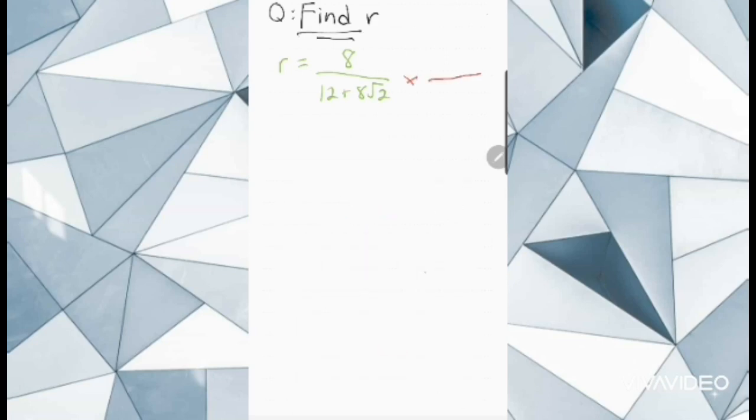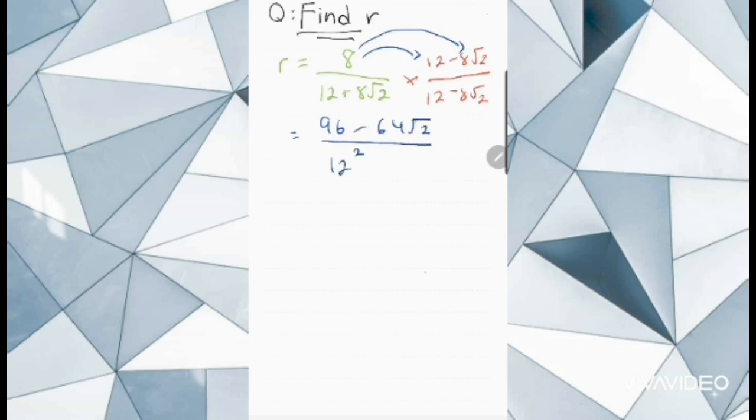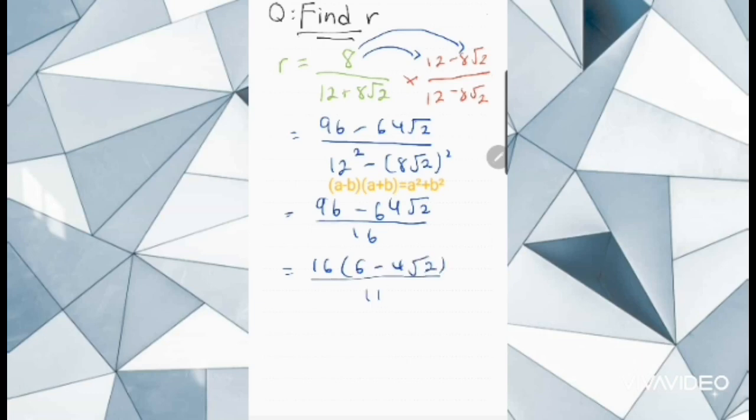So how can we rationalize it? Yes, multiply it with its conjugate to remove the surd from the denominator. So now, multiply it. 8 multiplied by 12 is equal to 96, and 8 multiplied by negative 8 surd 2 is equal to negative 64 surd 2, over 12 squared minus 8 surd 2 squared, because that is the difference of squares. And you will get 96 minus 64 surd 2 over 16. Look carefully, you can factorize it. So you will get 16 multiplied by 6 minus 4 surd 2 over 16. Simplify it and you will get 6 minus 4 surd 2. So this is the actual final answer.